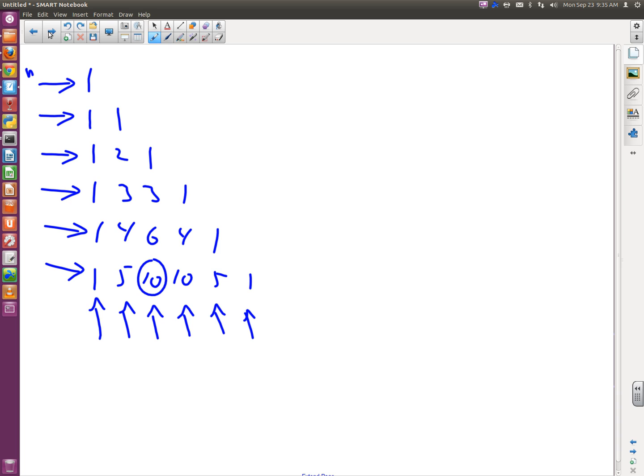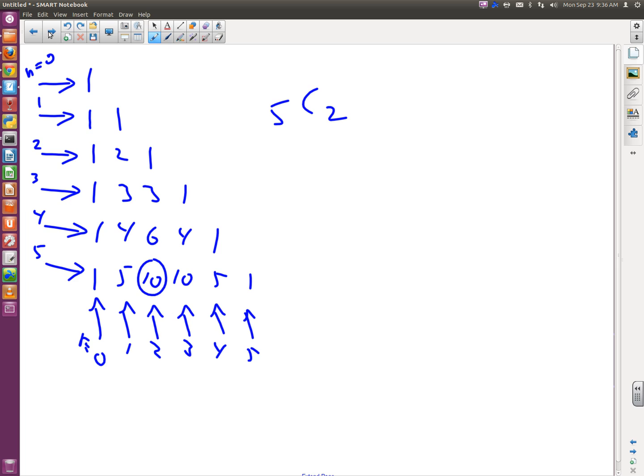So this is the n equals 0 row, 1 row, 2 rows, 3 rows, 4 rows, 5 rows. And this is r equals the 0th column, the 1st column, 2nd column, 3rd column, 4th, 5th column. What am I looking for? 5C2. How do you do 5C2 or nCr?